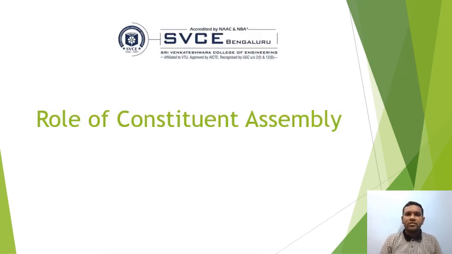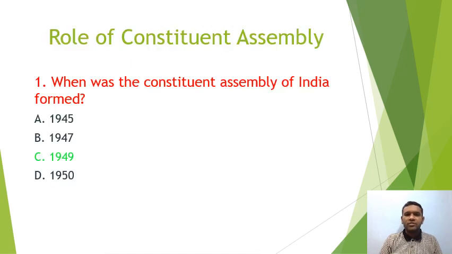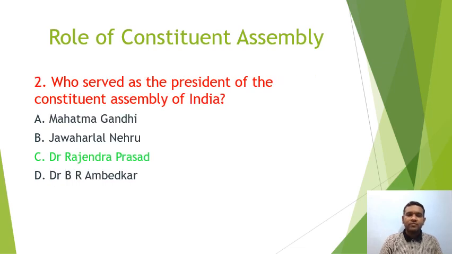First topic I'll be going through is the role of the Constituent Assembly. The first question: when was the Constituent Assembly of India formed? Here, for every question, we will be having 4 possible answers. One of them is the right answer. The 4 options given here for this question are 1945, 1947, 1949, and 1950. The Constituent Assembly of India was formed in 1949.